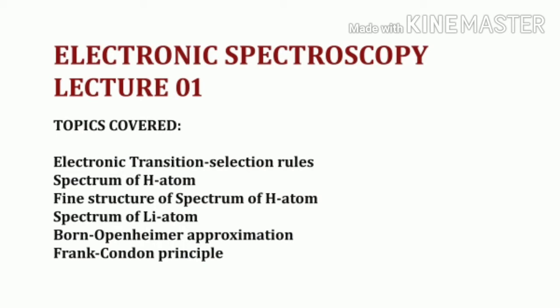In this unit we are going to discuss the selection rules for electronic transition, the spectrum of hydrogen atom, the fine structure of the spectrum of the hydrogen atom. In addition to this, we'll discuss the spectrum of hydrogen-like atoms such as lithium atom, the Born-Oppenheimer approximation, and also the Franck-Condon principle.